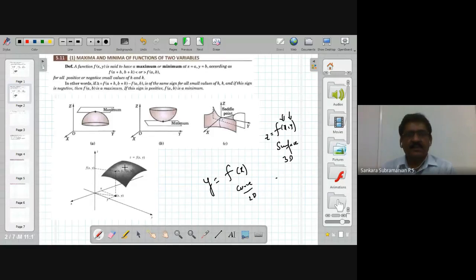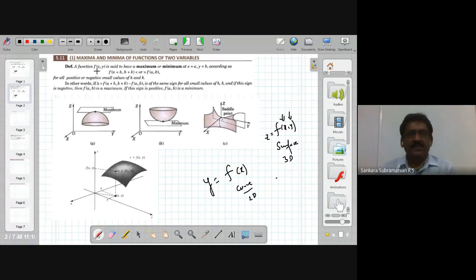So here the question is, where do maxima and minima occur? Sometimes the value at a particular point x comma y, the height, which we call z or f of x comma y, is maximum. When can you say that this function is maximum? Or sometimes the function attains a minimum value at a particular point. Or sometimes it is neither maxima nor minima, and we call it a saddle point.